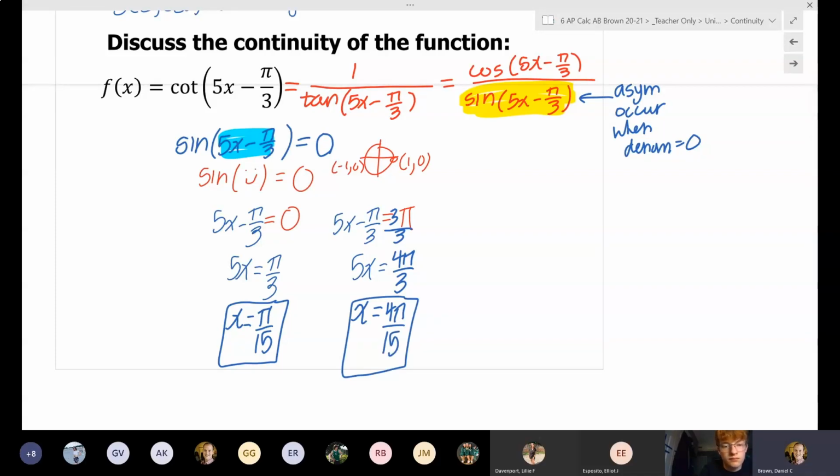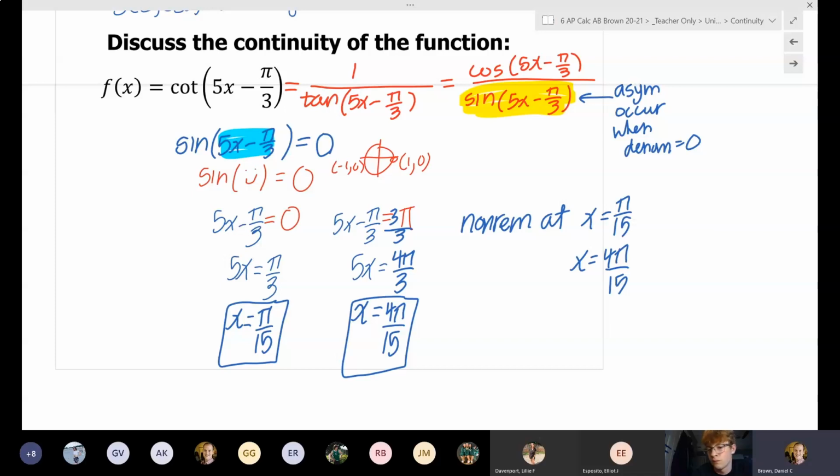So we know that we do have a non-removable discontinuity at x is equal to pi over 15 and x is equal to 4 pi over 15. You might ask yourself, how do we know it's non-removable? We know it's non-removable because we have those prereq skills. We know that cotangent has vertical asymptotes, and vertical asymptotes are going to be non-removable. Now, these are only two of them.